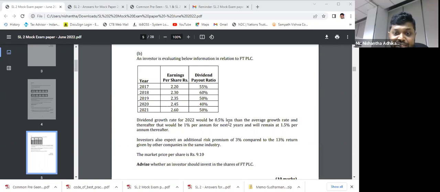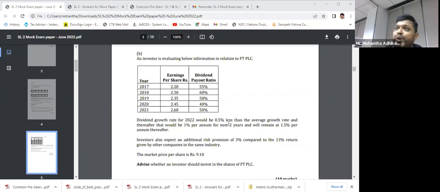Investors also expect an additional risk premium of 3% compared to the 13% return given by other companies in the same industry. That means 13% plus 3% means 16% is the discount factor, the required rate of return of the investors. The market price per share is 9 rupees and 10 cents. Advise whether an investor should invest in the shares of FTPLC.